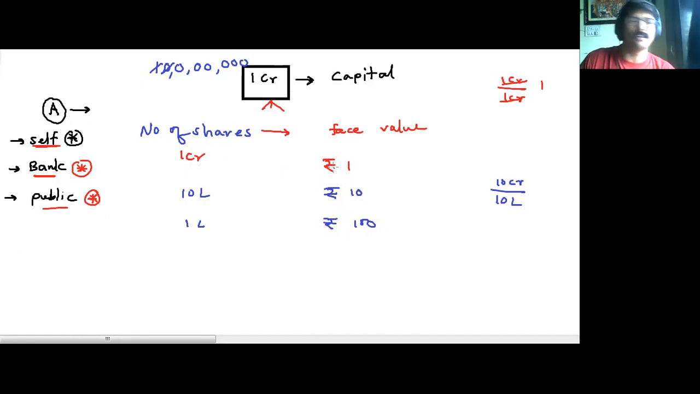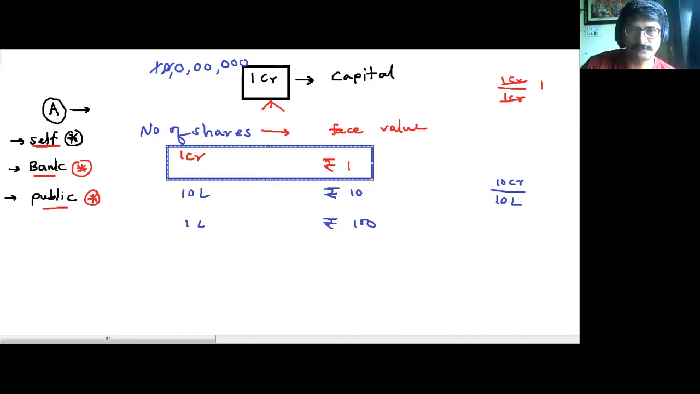Now say suppose there is Mr. B. Now he wants to buy some shares from A, and he wants to buy, say, 5,000 shares. So how much money does he have to pay? Rupees 1 into 5,000. That will be 5,000, isn't it? So it is that simple. That's the reason generally they prefer this example. You understood? So if there are 1 crore pieces, face value would be rupees 1. If there are 10 lakh pieces, face value would be rupees 10. If there are 1 lakh pieces, then face value would be rupees 100.